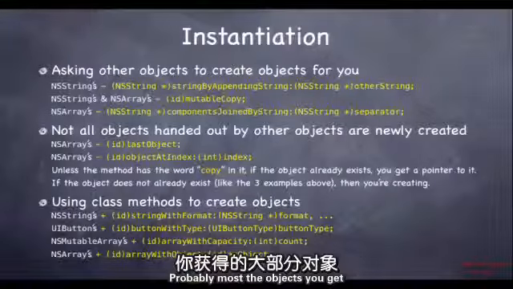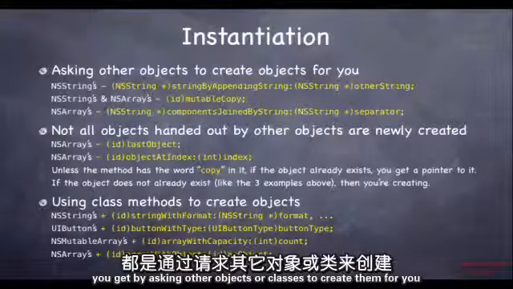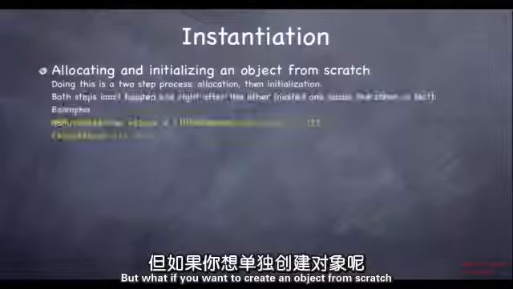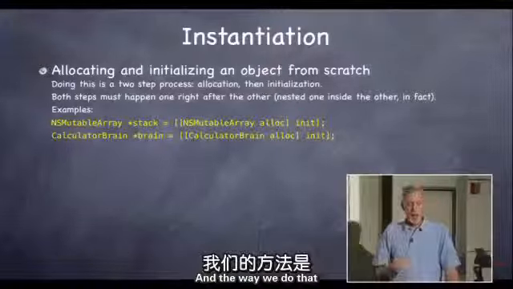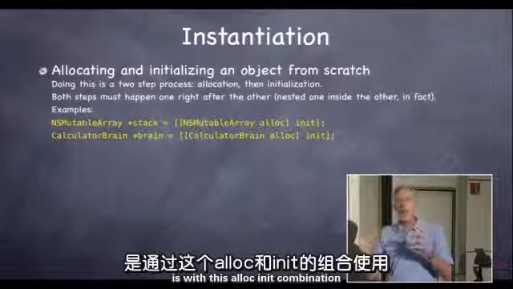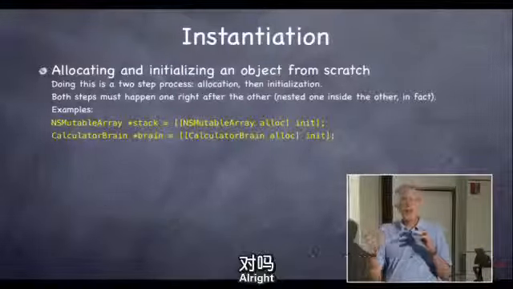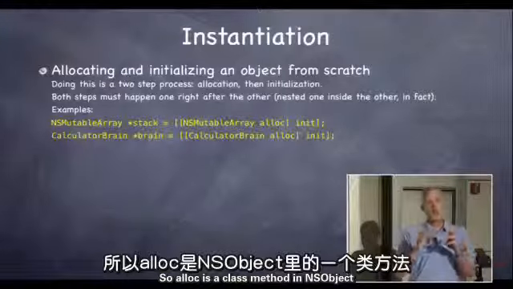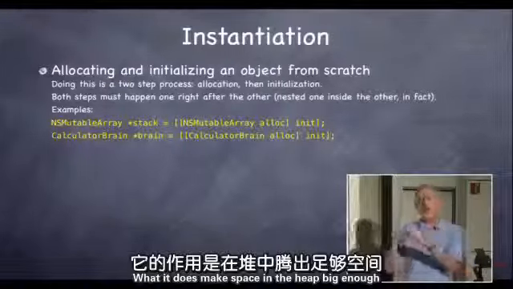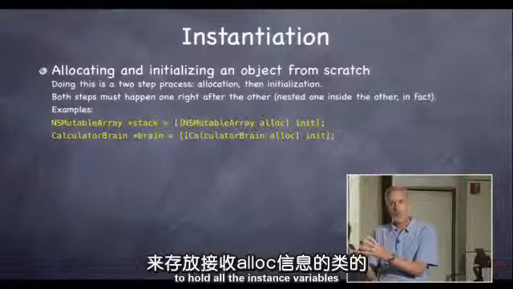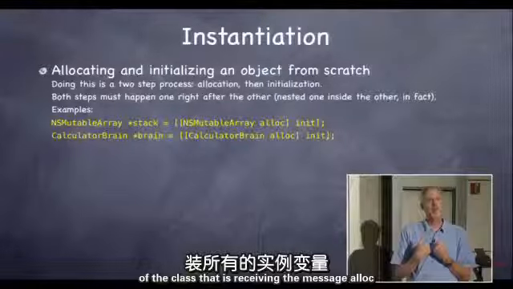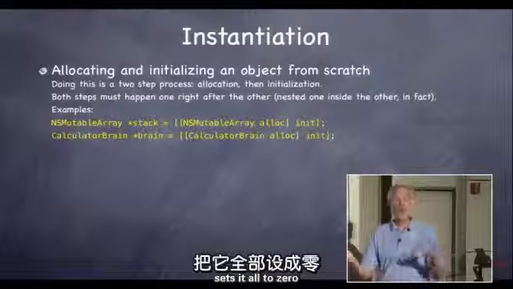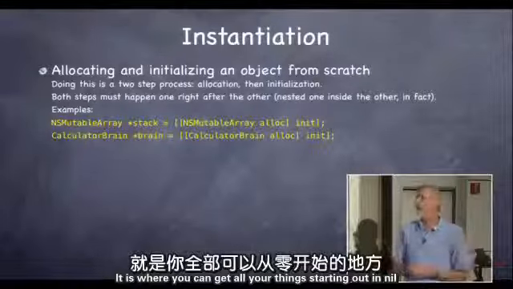So this is, you know, probably most of the objects you get by asking other objects or classes to create them for you. But what if you want to create an object from scratch? Okay? And we did that in our walkthrough twice. And the way we do that is with this alloc init combination. All right? So alloc is a class method in NSObject. And what it does, makes space in the heap big enough to hold all the instance variables of the class that's receiving the message alloc. Okay? It allocates the space, sets it all to 0. It's where you get all your nil things starting off nil.